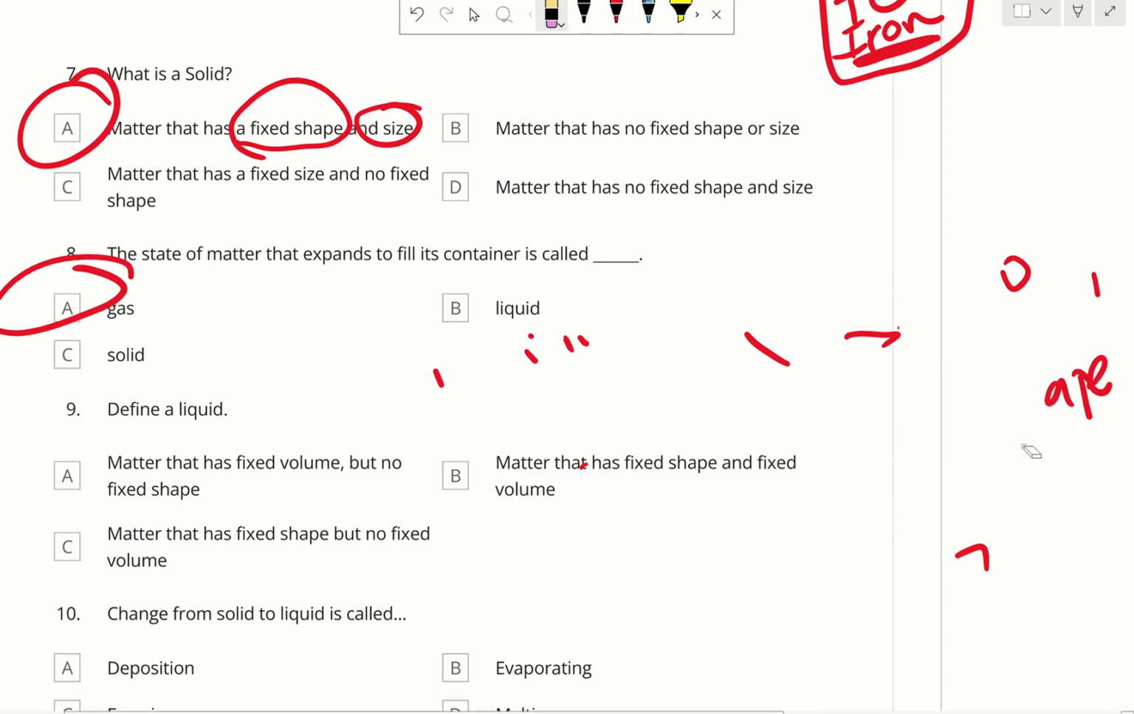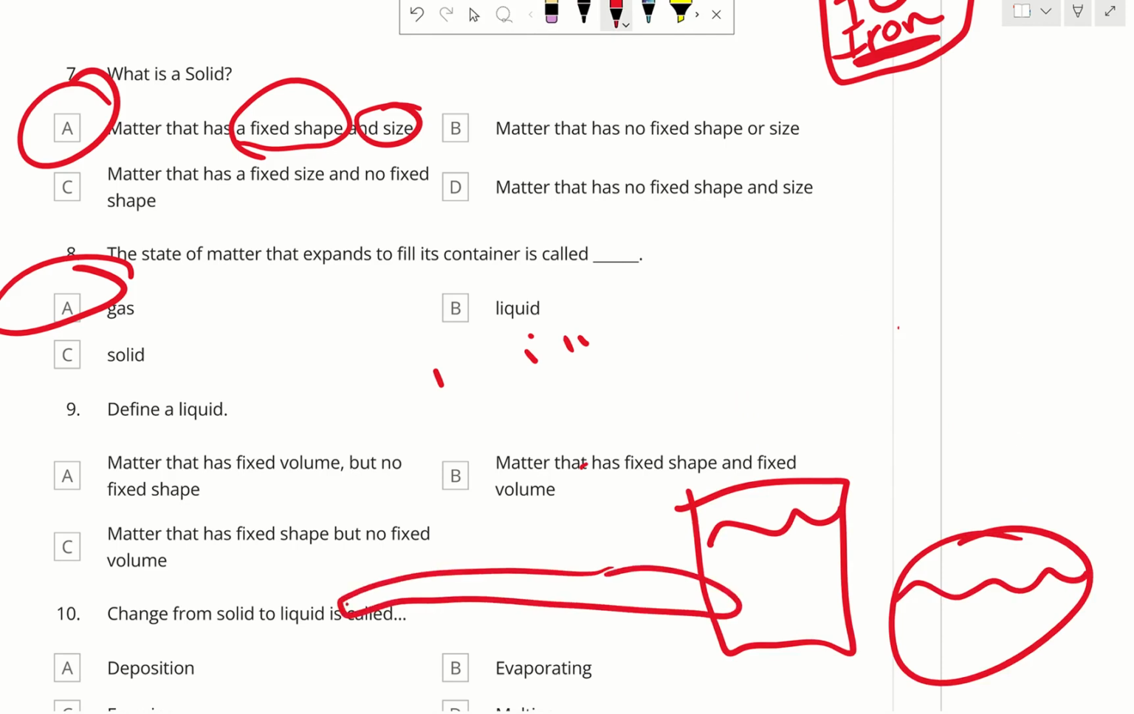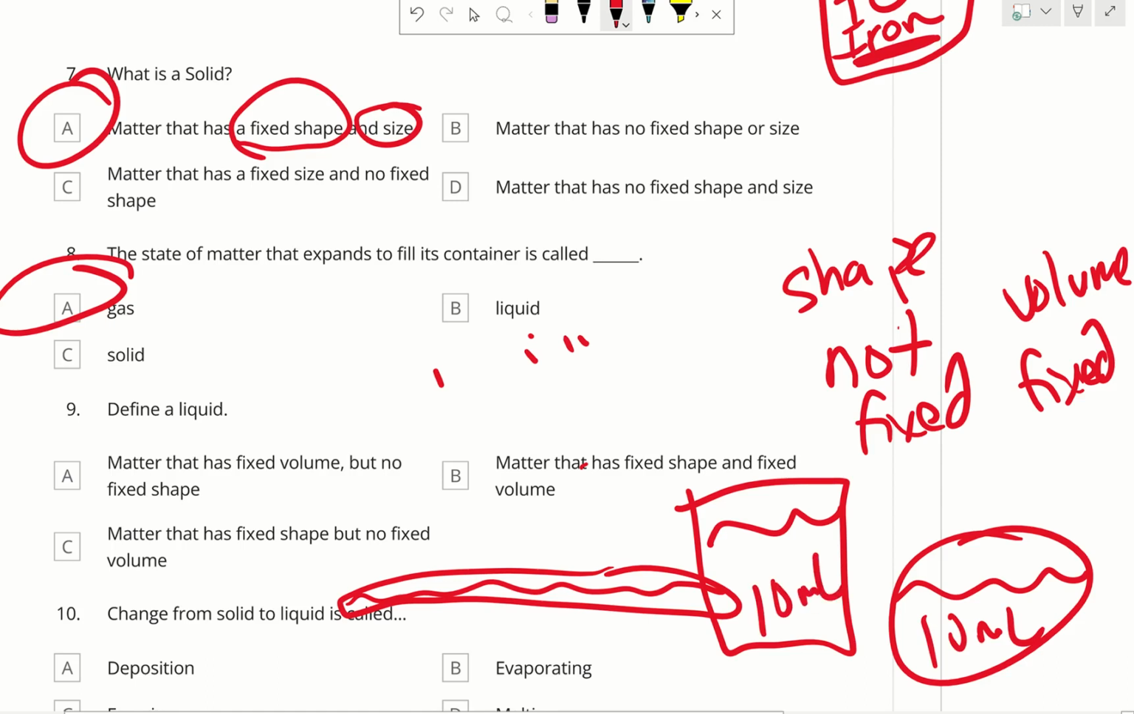Define a liquid. So a liquid, say for example, if I have a cup and I put it in a bowl, the shape is different, right? Or if I put it in something like this, the shape of the water is not fixed. But the volume is always fixed. Because if this is 10 milliliters, then this is 10 milliliters, and this is 10 milliliters. So, a liquid has a fixed volume, but no fixed shape.